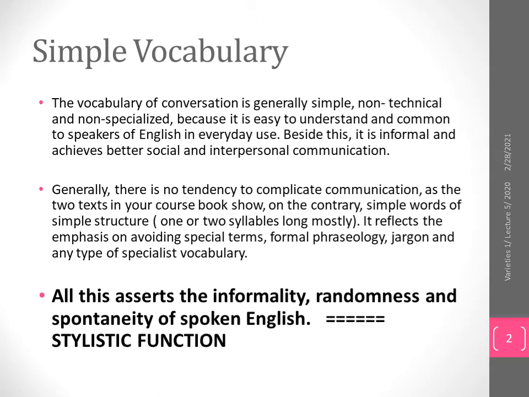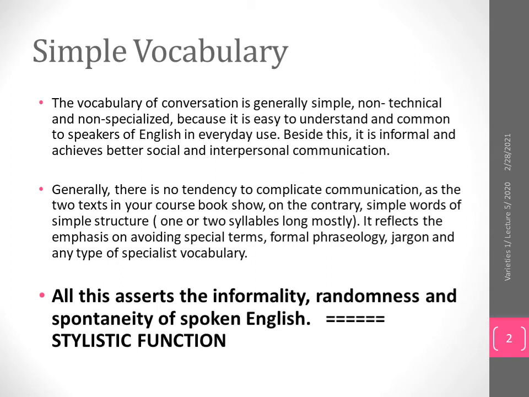And one of the characteristics that we learned about spoken English is its simplicity, in terms of sentence structure and also in terms of vocabulary. All right, so simple vocabulary: the vocabulary of conversation is generally simple, non-technical, and non-specialized because it is easy to understand and common to speakers of English in everyday use. Besides this, it is informal and achieves better social and interpersonal communication. It's simple because basically everyday language is all about everyday stuff. We don't have any technical terms or any fancy wording there. That's why it is classified and described as simple.